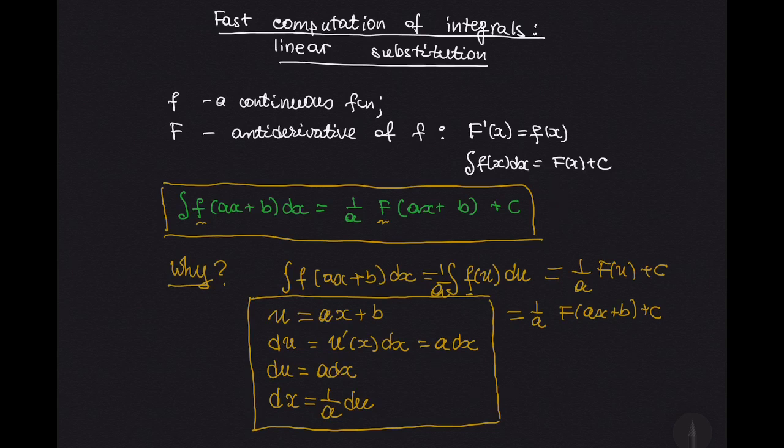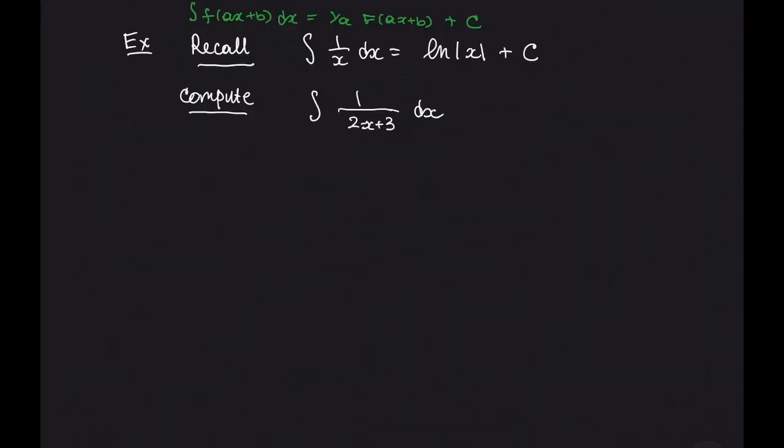Let us now go ahead and do a few examples. So let us now consider an example. Let us apply this formula that we have here to this specific example where we want to compute the integral of 1 over 2x plus 3 dx. So let us recall that the integral of 1 over x dx is ln of absolute value of x plus a constant.